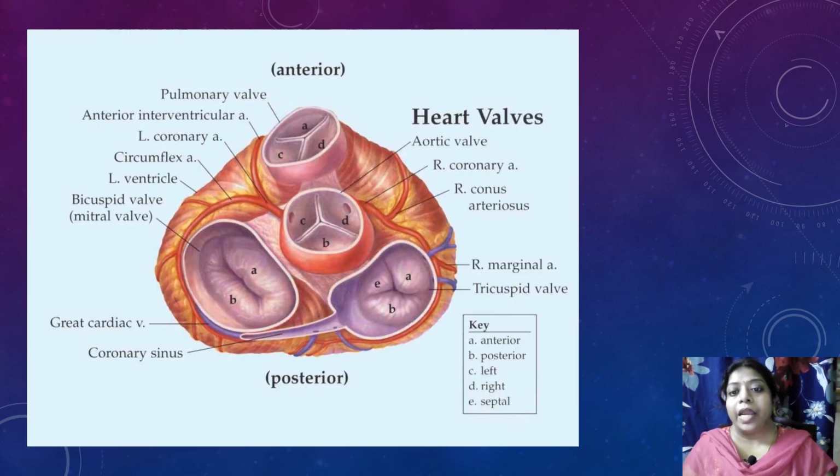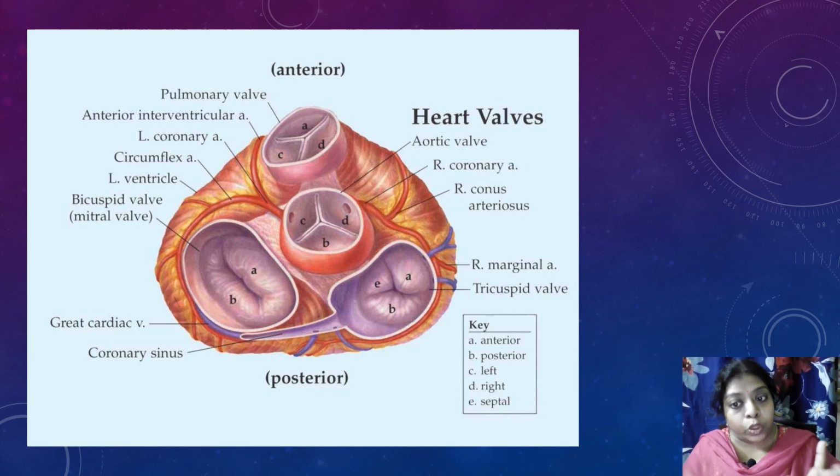So here in the slide you can see the tricuspid valve. The tricuspid valve is called an atrioventricular valve. Now this atrioventricular valve has to withstand very high pressure to ensure that the blood does not flow back, preventing the backflow of the blood. When the ventricle contracts, the blood gets squeezed out.